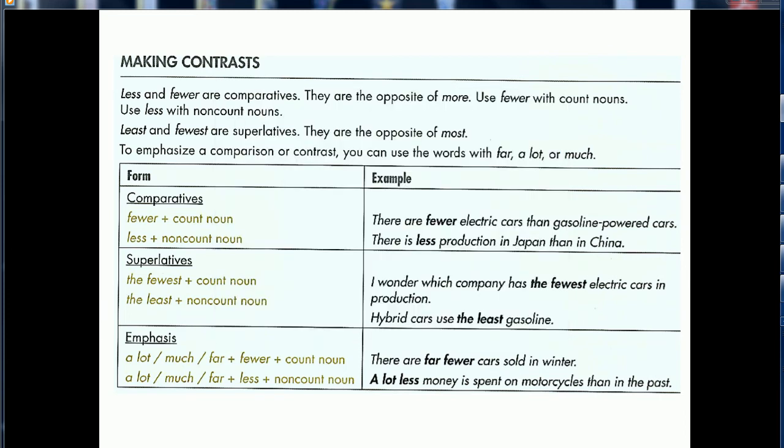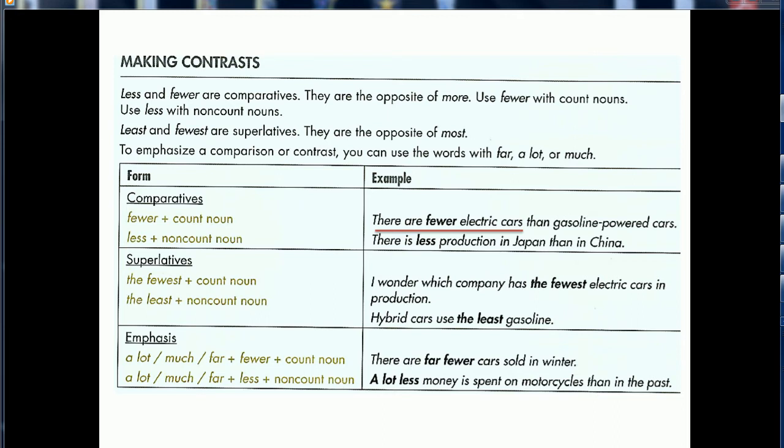Let's read. We have the formula and as well its example. Comparatives. Fewer plus count noun and less plus non-count noun. Now I want you to read the example. Now with count noun. There are fewer electric cars than gasoline-powered cars. Notice here we say there are fewer electric cars. Countable noun, fewer goes with countable noun. On the other hand, we have there is less production in Japan than in China. You see here less goes with non-count nouns. Production is a non-count noun.